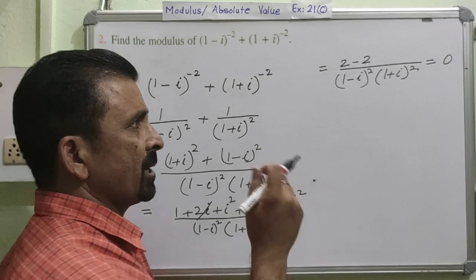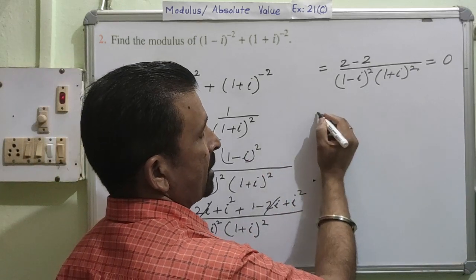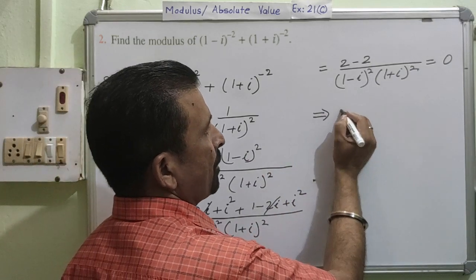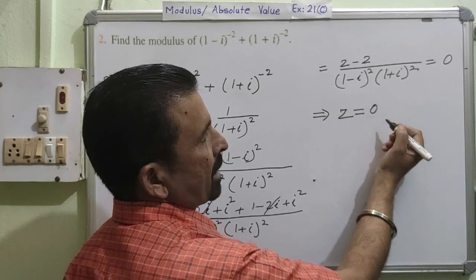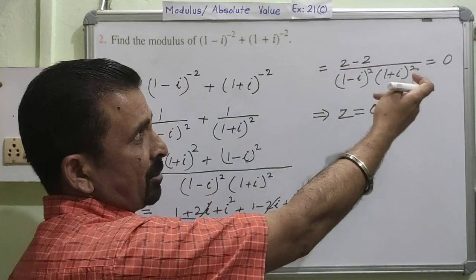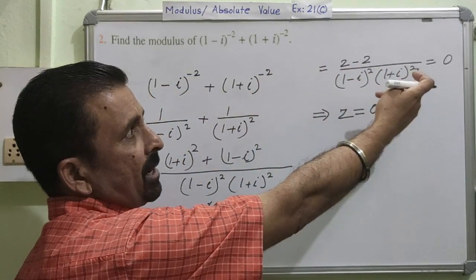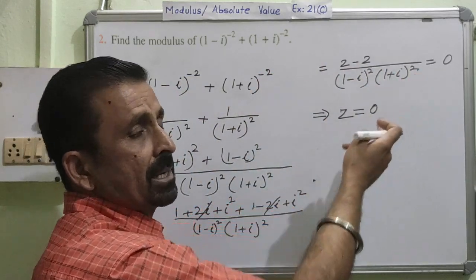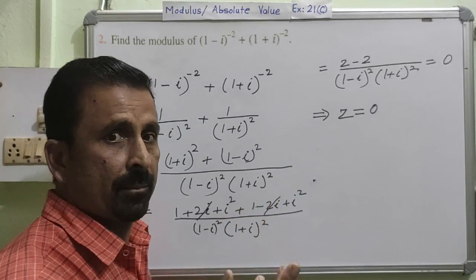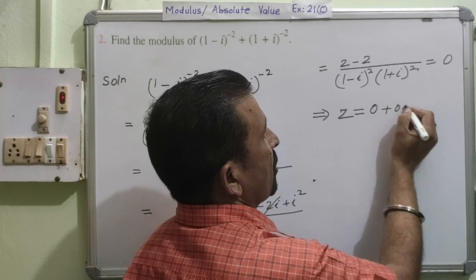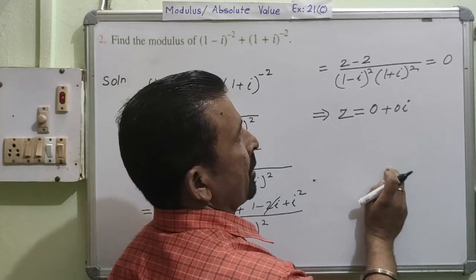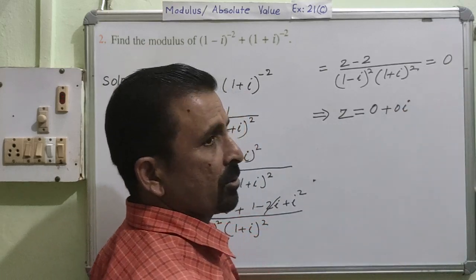That means what kind of complex number we have? This implies the complex number value is equal to 0. That means the real part and the imaginary part, both the parts of this complex number will be equal to 0. Therefore the complex number is actually 0 plus 0i. So this type of complex number we have because the value of this is equal to 0.